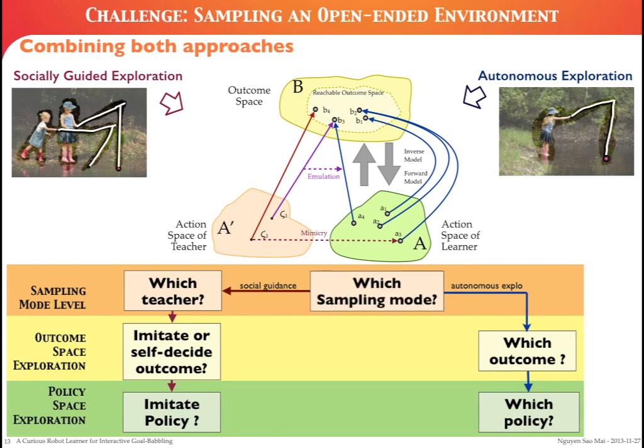So the idea here is that you have a system that can use both modes, which can decide which sampling mode you would want to use, but this active learning principle can be applied to other levels to decide which teacher you want to learn with, how to imitate, if you want to imitate or mimic, if you want to imitate or decide yourself on the outcome, or if you want to imitate the policy or devise your own policy. And in the same way, if you do autonomous exploration, you can either decide on an outcome you want to use and also decide which policy you want to perform. So these questions can be answered with active learning.